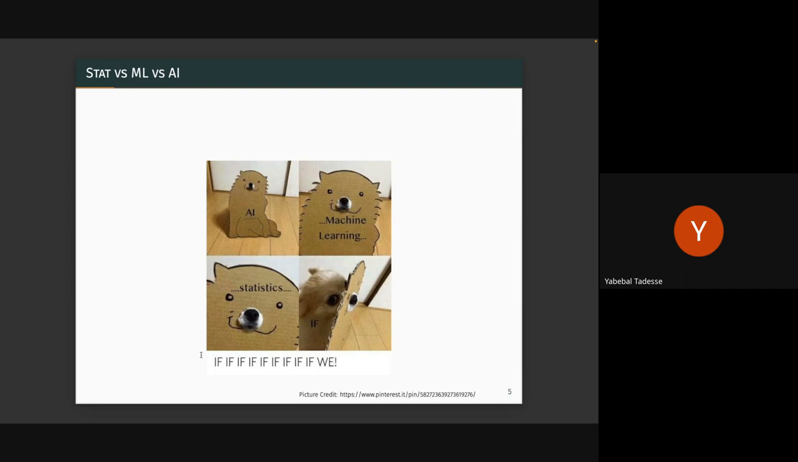And as always, statistics used to rule the world. It used to be cool. Now it's getting exposed, people are learning and understanding its limitations, and therefore it's highly investigated. And as you can see, machine learning is still the coolest, and AI is of course the coolest, right? I like this cartoon.